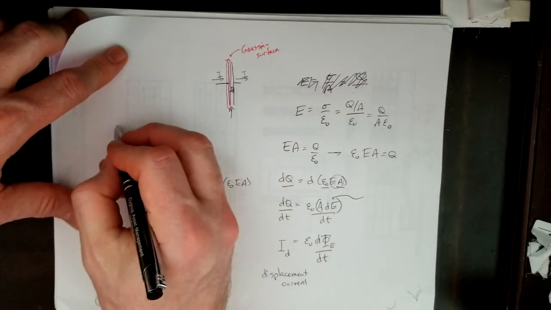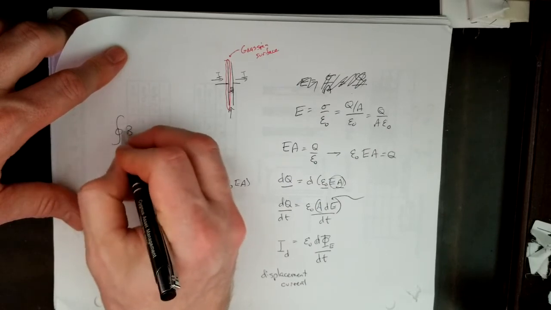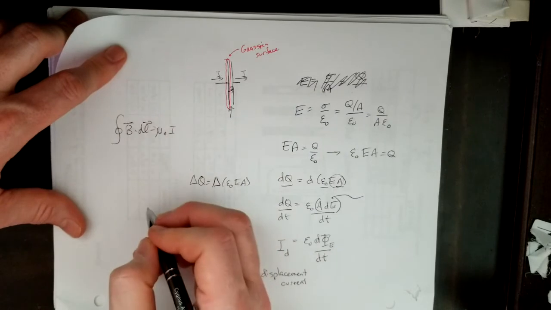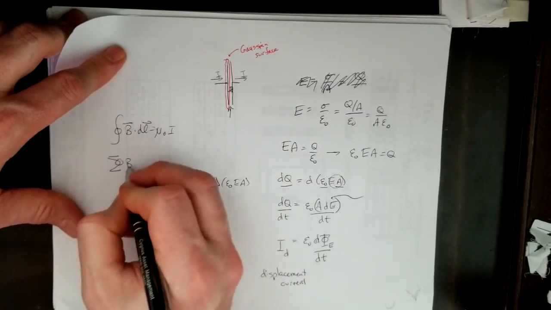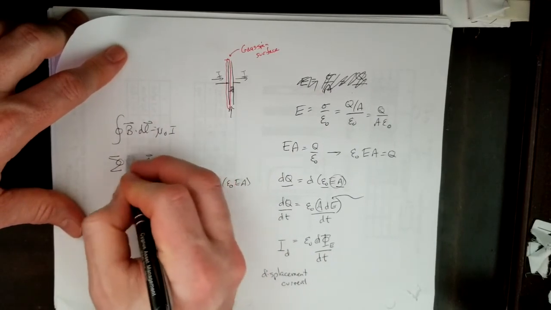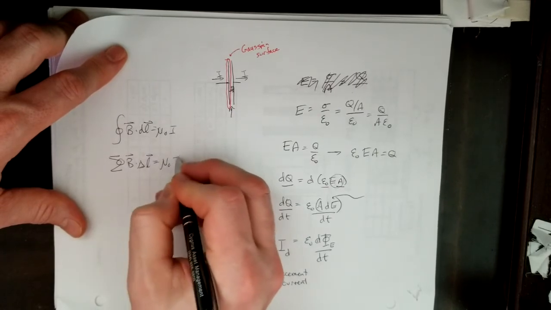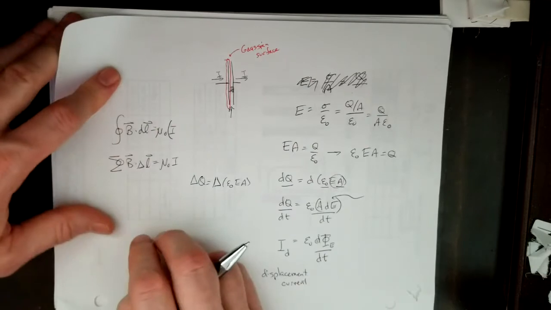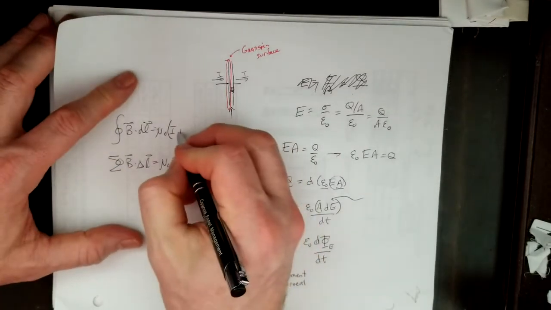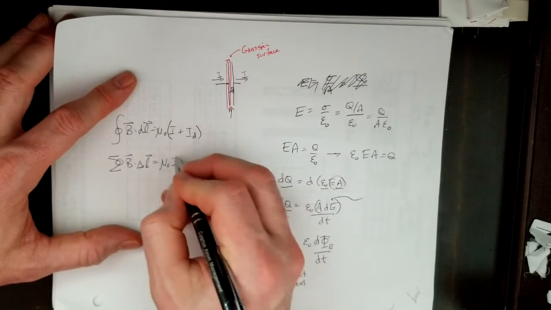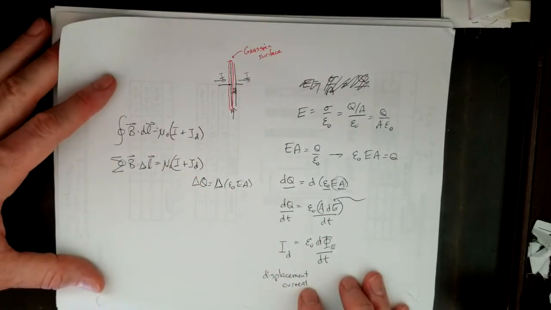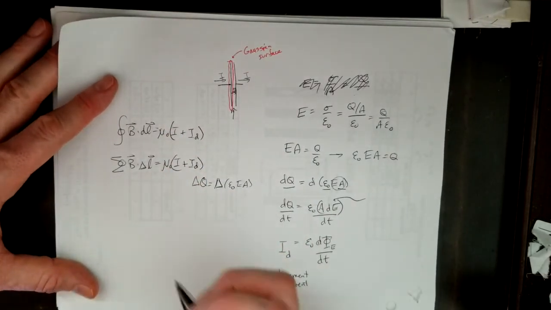If we look at Ampere's law, the integral of B dot dl is equal to mu naught I, or the sum of all the B dot delta L's is equal to mu naught I. This current, we have to take both into account. So this now gets expanded: I plus I sub d. So we have a modified version of Ampere's law. This is Ampere's law with Maxwell's correction.